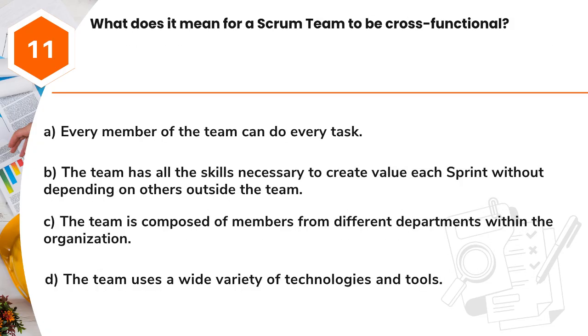Question 11. What does it mean for a Scrum team to be cross-functional? A. Every member of the team can do every task. B. The team has all the skills necessary to create value each sprint without depending on others outside the team. C. The team is composed of members from different departments within the organization. D. The team uses a wide variety of technologies and tools.